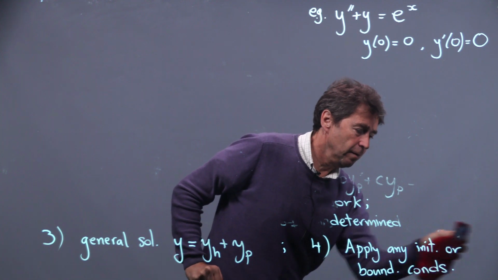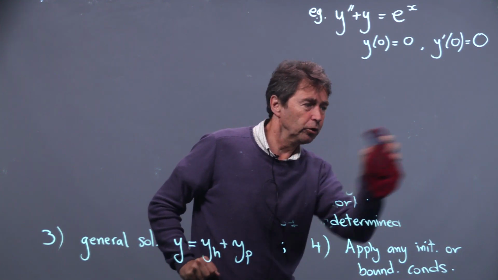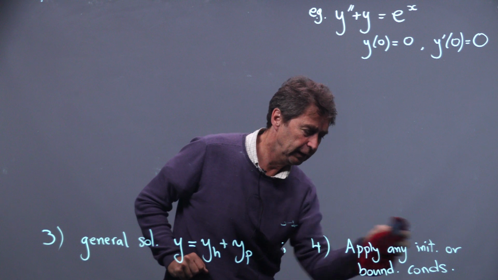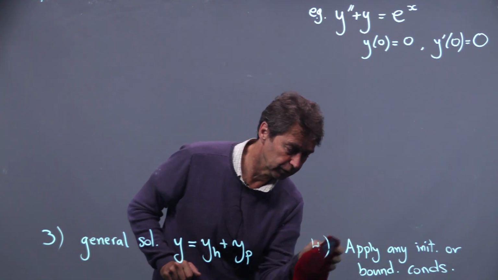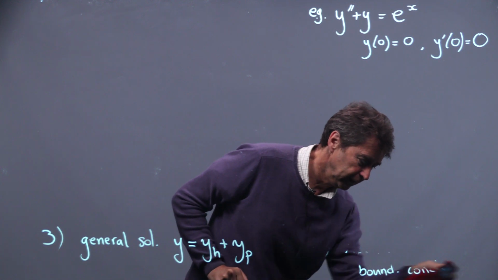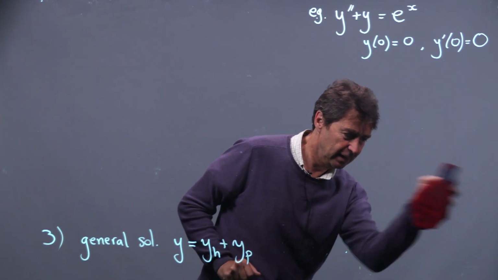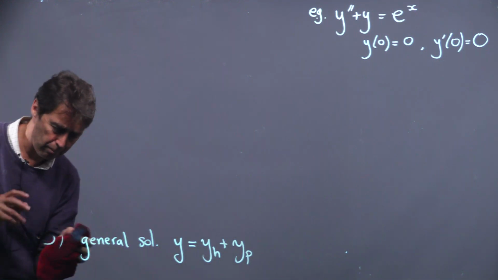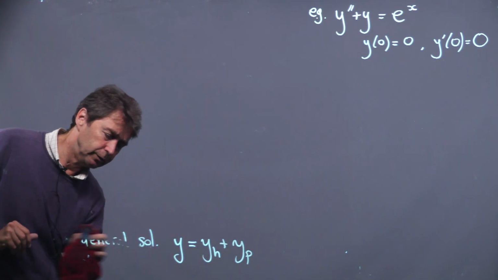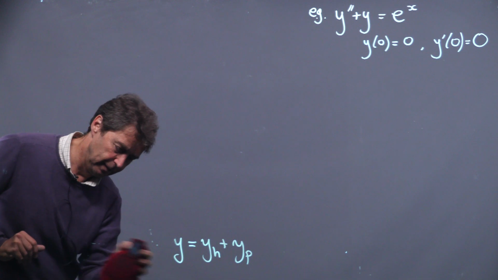So, the one tricky thing at this point is going to be figuring out what yp is, the particular solution. And that's because, as I said, it involves educated guesswork. That's the method that we use in 256.